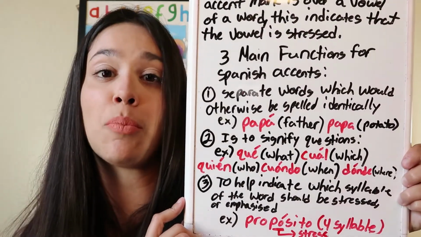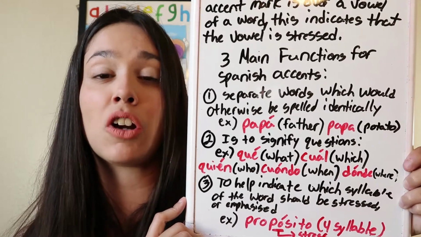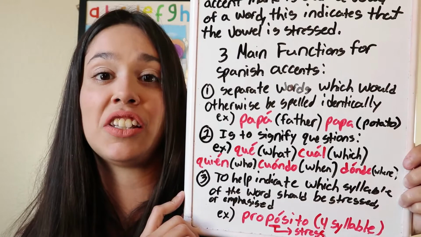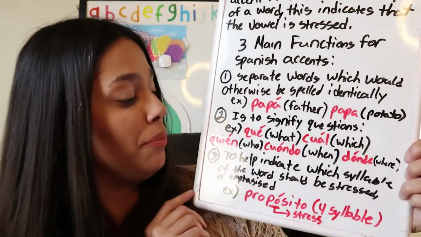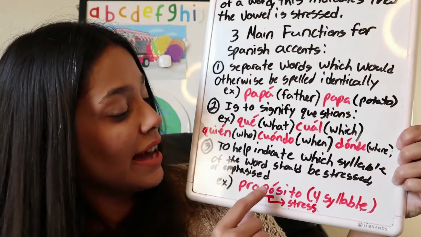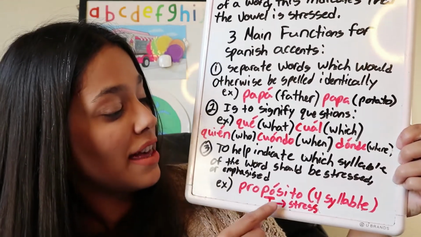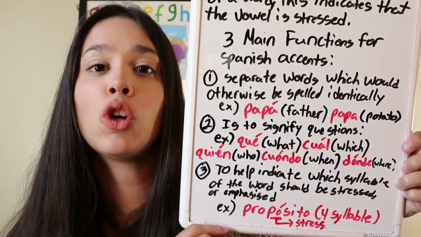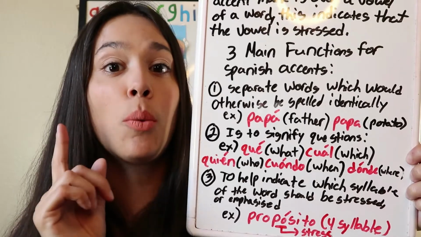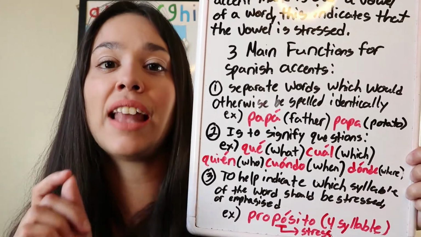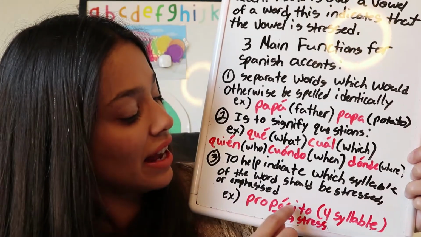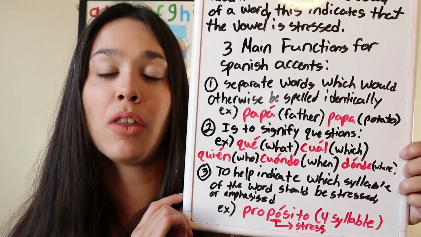And our last most important rule is that Spanish accent marks help indicate which syllable of the word needs to be stressed or emphasized. And here's our example. Propósito, which means purpose. The accent mark is over the O. Propósito. So propósito is a 4-syllable word. But when you hear propósito, the third to last syllable is the one that receives the stress or emphasis because that is where the accent mark is located.